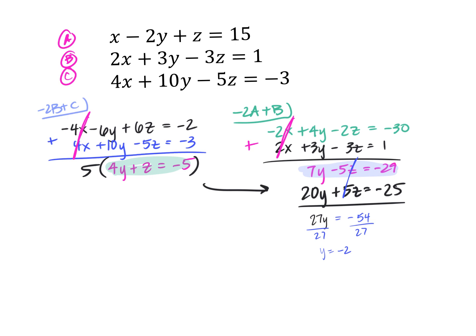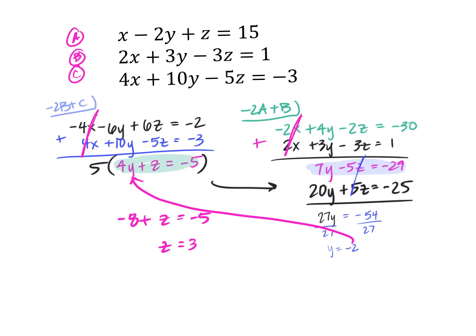This is also a place where people struggle. Do I go to my beginning equations when I have 1 variable solved? No, you go to these highlighted ones. You go to the ones that only have 2 variables. You can plug it into either. I'm going to plug mine in right here just because I got space. 4 times -2 would get me -8 plus Z is -5. Z gets me 3.